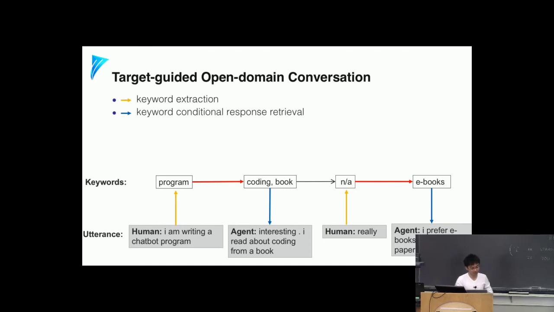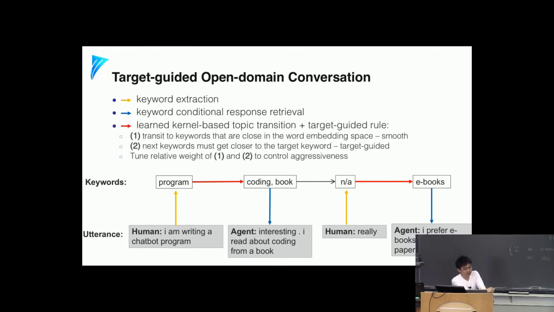Here we use a retrieval-based method. We use these keywords and this history to retrieve a response from a database. But of course, we can use a generation-based method too. Conditioning on these keywords and the history, we can generate a response. The key part of this framework is how to learn this topic transition.